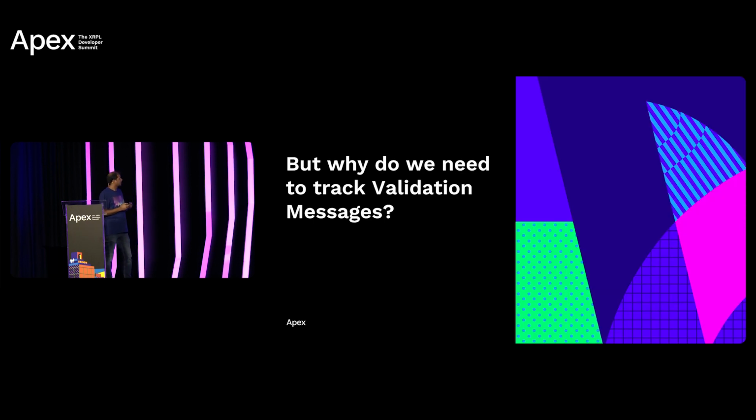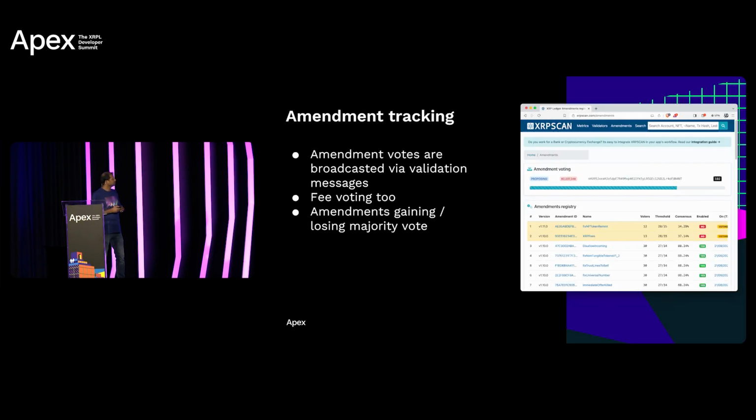Now, why do we need to track validation messages in the first place? You must have seen on XRPSCAN.com, there's a dashboard which shows you amendments and validators. Amendments are the changes that are proposed in RippleD to the protocol, and new features are brought into the network via amendments. Every validator puts a vote in the validation message saying, we are voting for amendment hash number this, 1, 2, 3. It's an array, and that needs to be tracked.